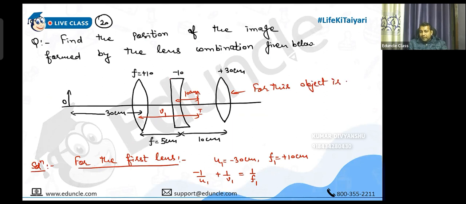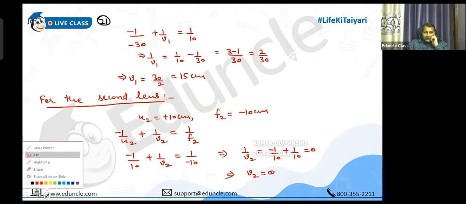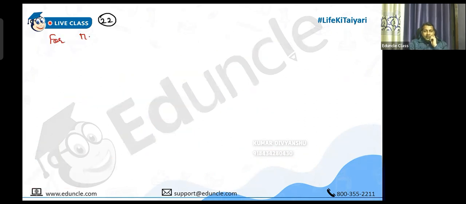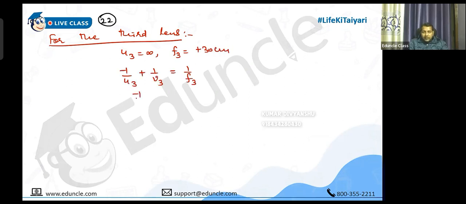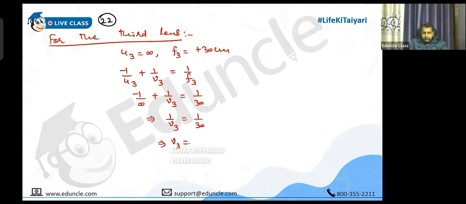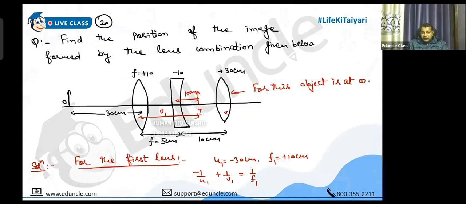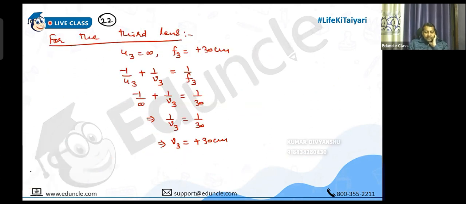And we know that when the object is at infinity, the image is formed at the focus, and the focal length is 30 centimeter. Is it clear? So for the third lens, otherwise also you can get it mathematically, because V2 is coming out to be infinity, so U3 is infinity. So now you can put these values in the formula. Otherwise also theoretically we are getting the same thing. So it means the final image is formed at 30 centimeters to the right of the third lens. The final image will be formed here. So this is what we have to calculate. Please check.